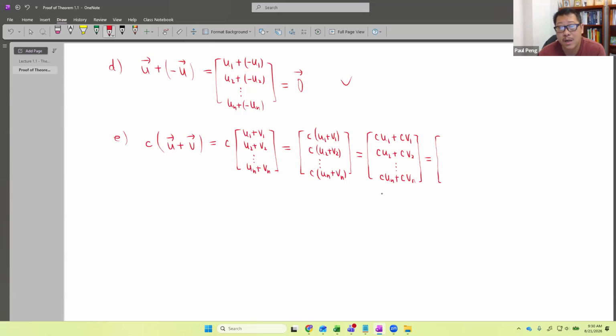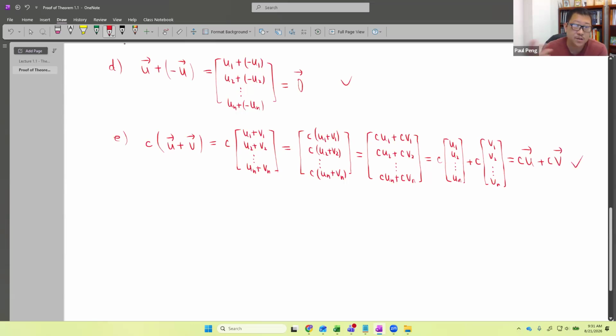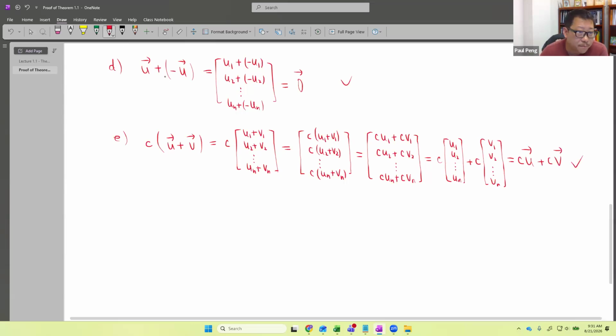Now, by the definition of addition and scalar multiplication, we definitely can break it down into two. I skip a little bit. So C times u1, u2, un, and also C times v1, v2 to vn. What is that? C u plus C v, which is true. We can distribute it, right?